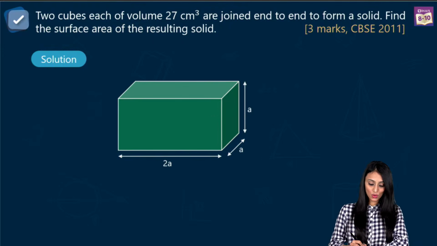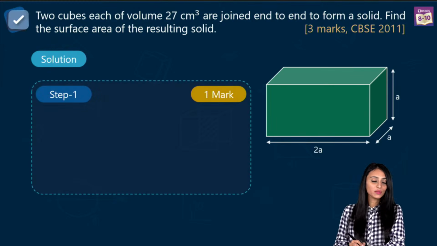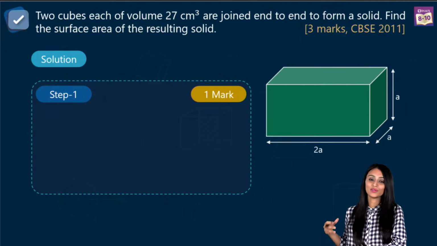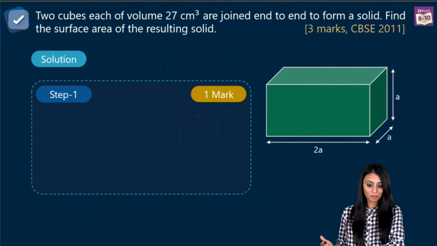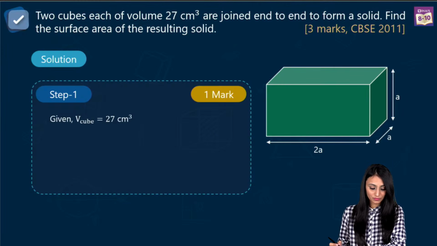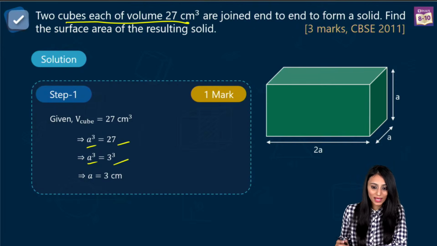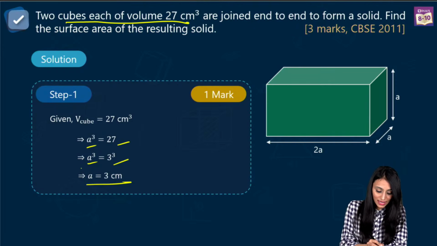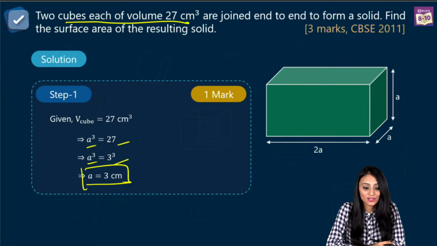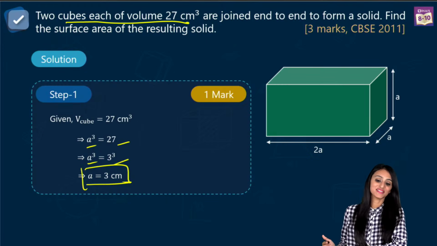All right. So first of all, I do not have the side length of this cube, so we just use A as a general one. Now, what is the volume of the cube? Each cube has a volume of 27 centimeter cube. Using this volume, I can find out the side length. So A cube is 27. 27 can be written as 3 cube. So the length of side would be 3 centimeter. So we have the side length of this cube, that's 3 centimeter.